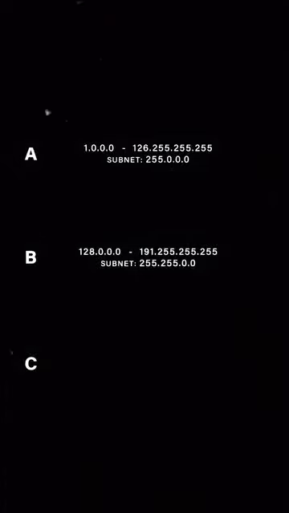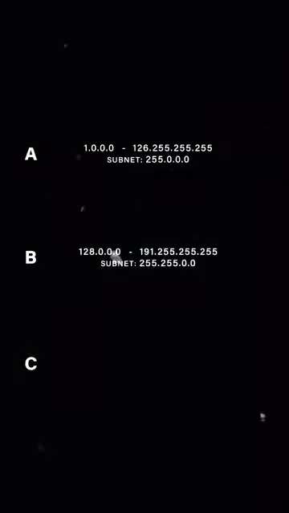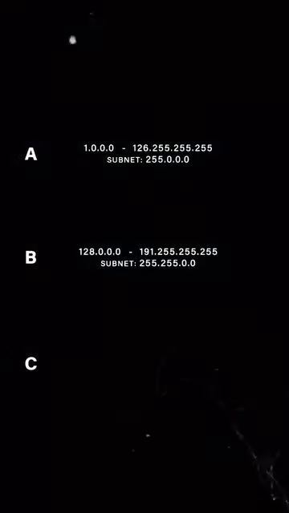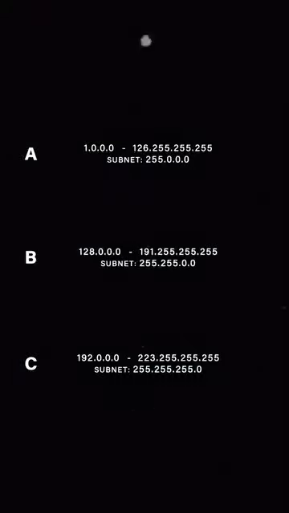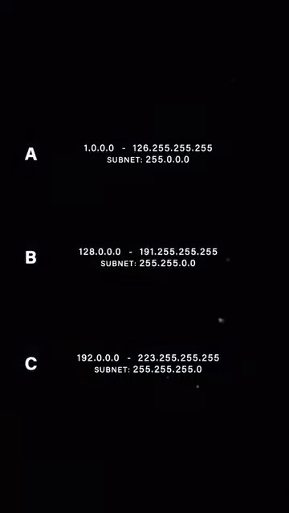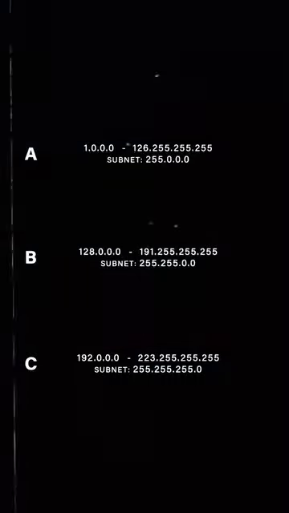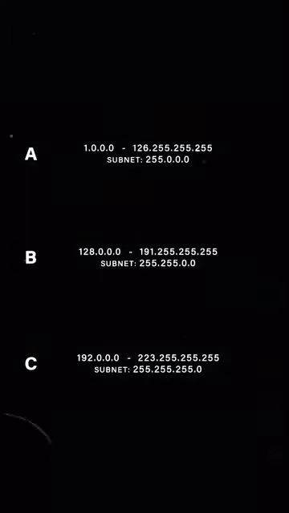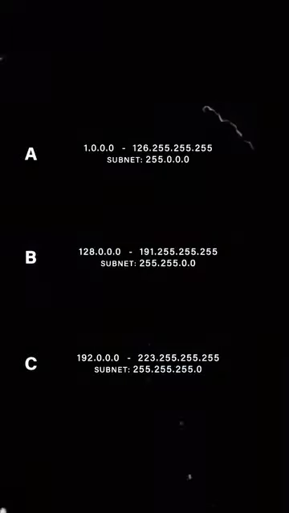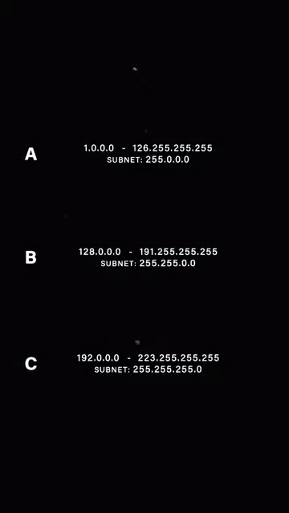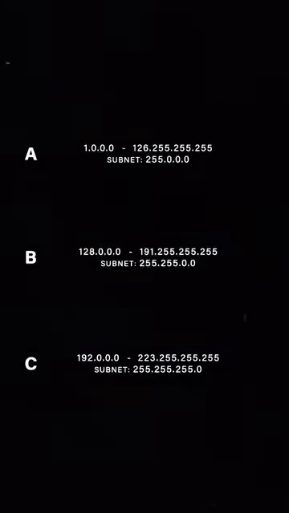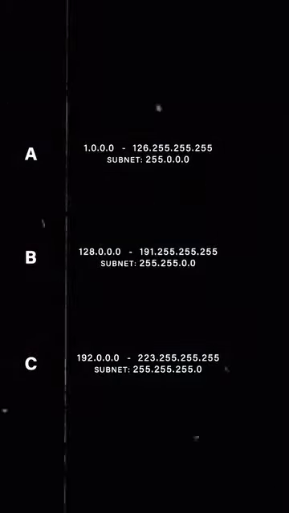191.255.255.255, with a subnet mask of 255.255.0.0. And Class C addresses are between 192.0.0.0 to 223.255.255.255 with a subnet mask of 255.255.255.0.